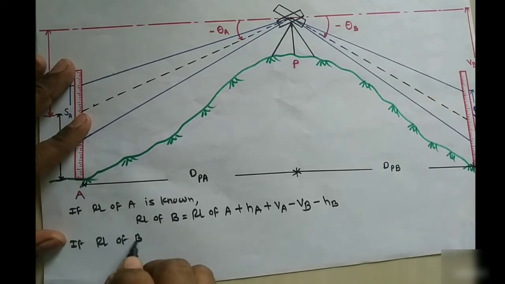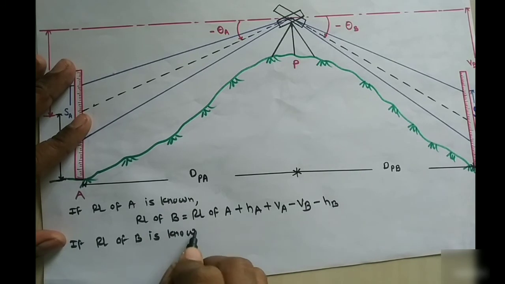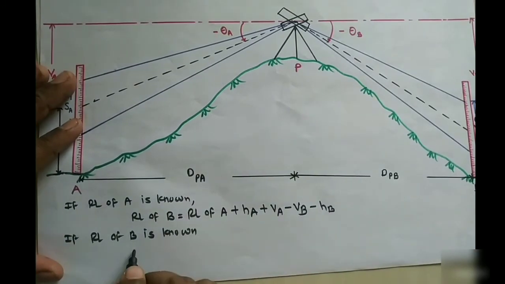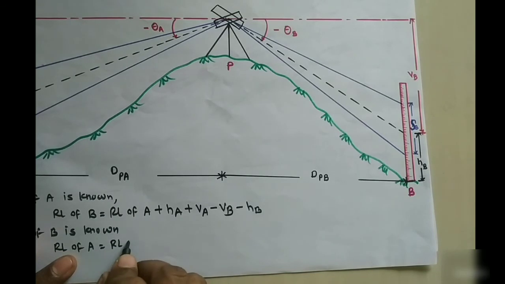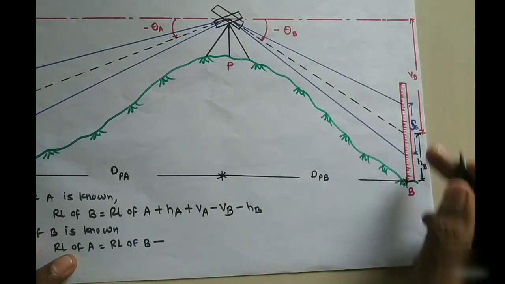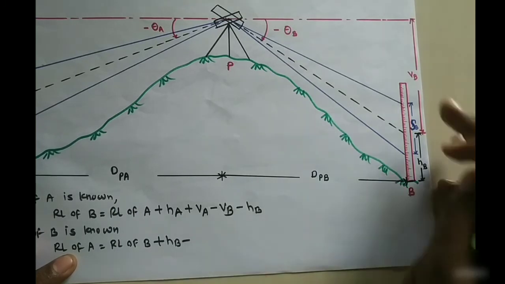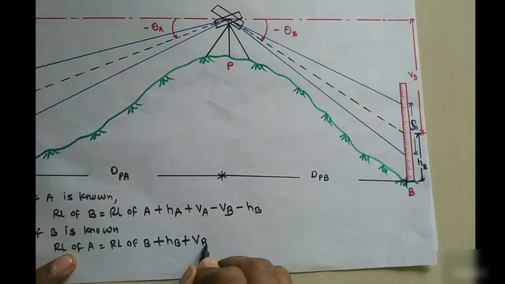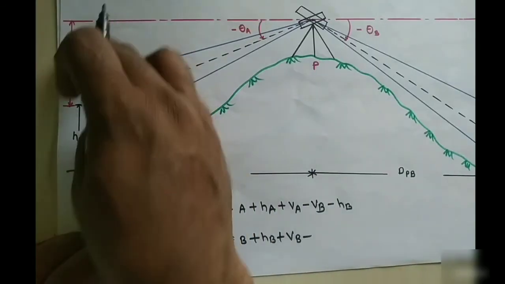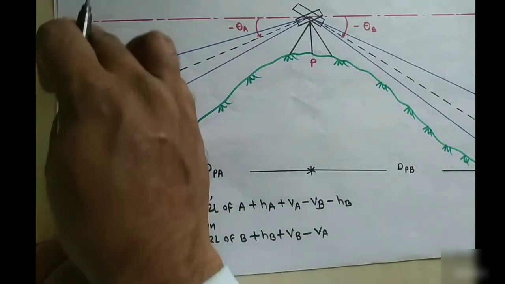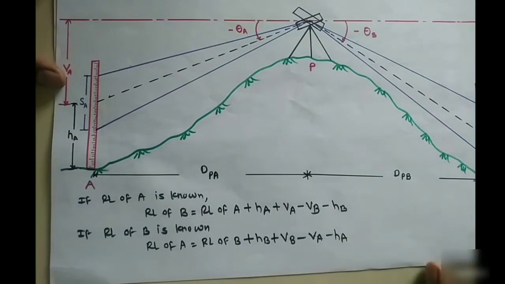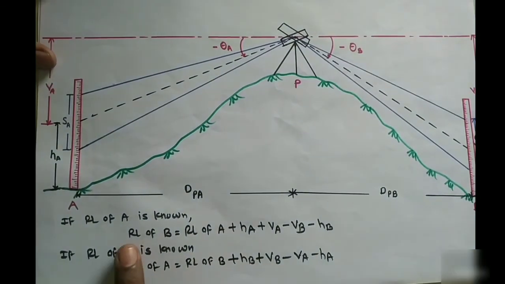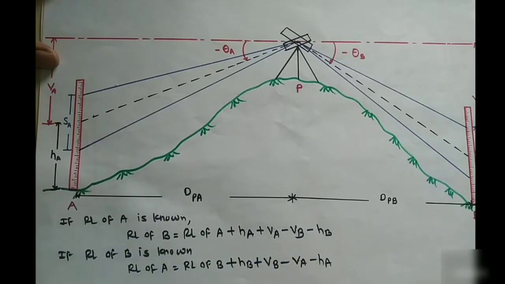Now if RL of B is known, then RL of A becomes RL of B plus HB, okay, plus VB minus VA minus HA. Okay, so in this way you can calculate the reduced level of both the points by using this terminology.